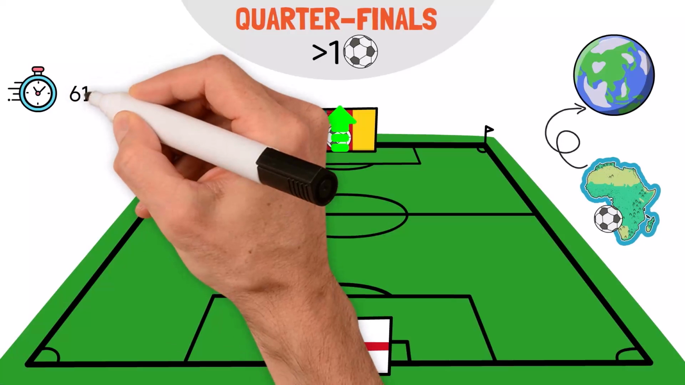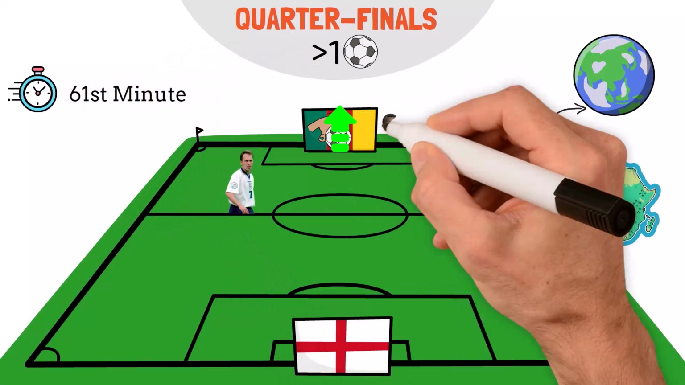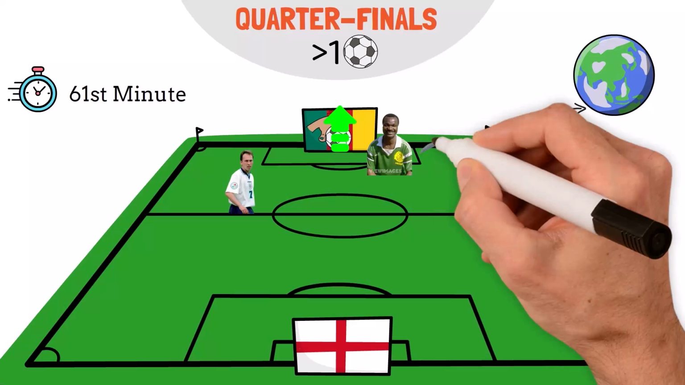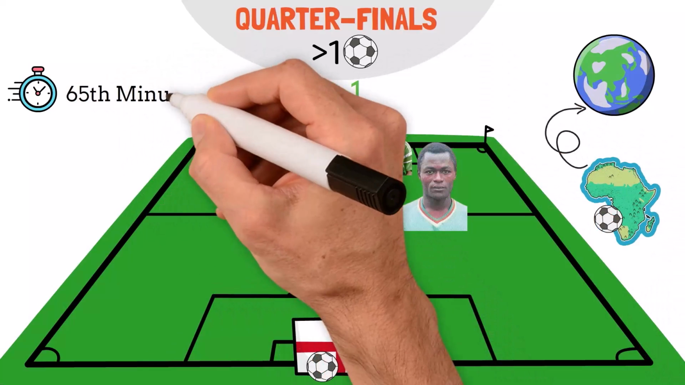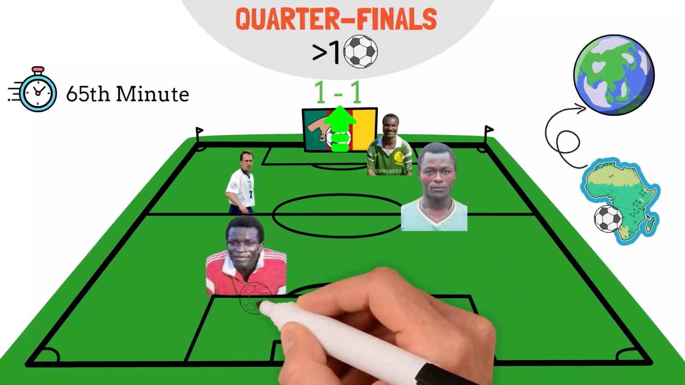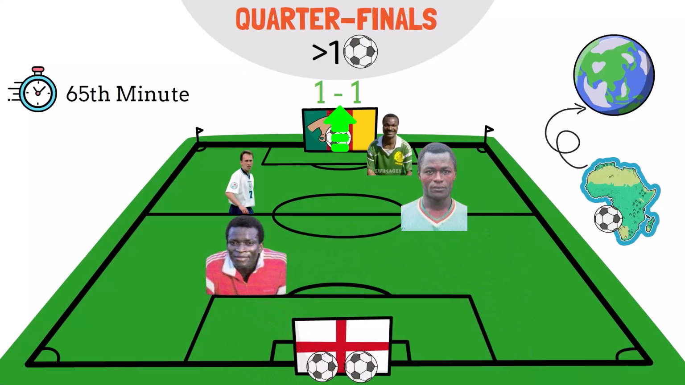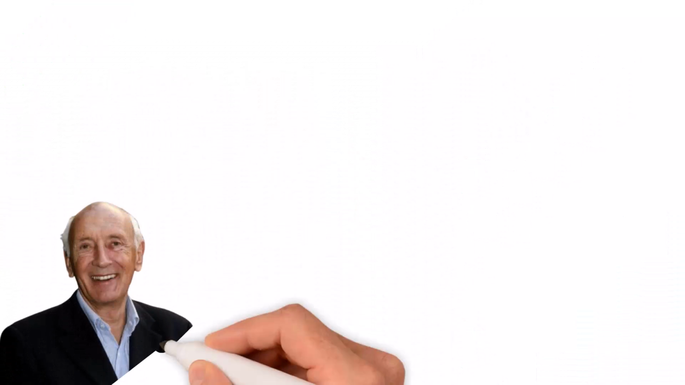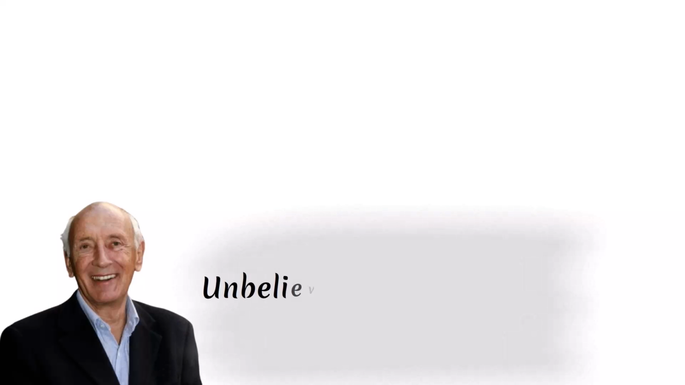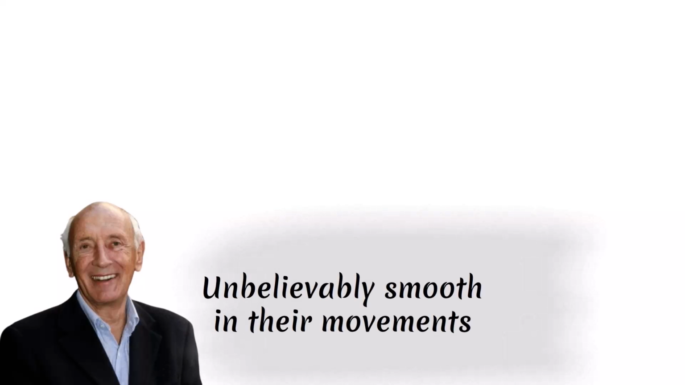In the 61st minute, Miller was brought down in the box and a penalty was given. Emmanuel Kundé fired the penalty into the top corner to make it 1-1. Just 4 minutes later, substitute Oman-Biyik was played through by Miller and he beautifully finished into the top corner. Cameroon had deservedly taken the lead. BBC commentator Barry Davies described the Cameroon attacks as unbelievably smooth in their movements.